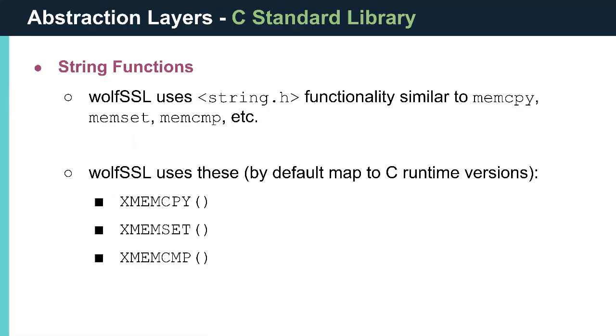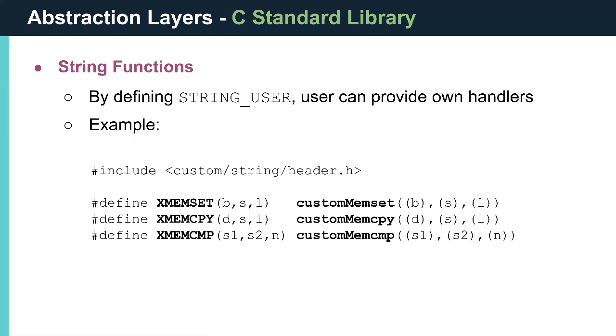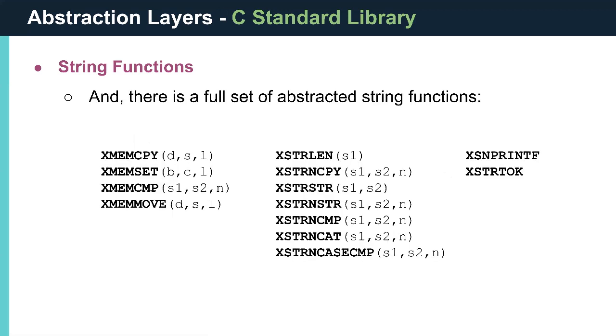The next abstraction layer for the C standard library is string functions. So wolfSSL does use string.h by default, using things like memcpy, memset, memcmp, and you can override these as well. We've extracted them out to XMEMCPY, XMEMSET, etc. If you define STRING_USER when compiling the library, you can just include your own header if needed, and then define these to your own custom memory string functions. Those are just an example. This is a full set of the ones that wolfSSL might call internally, and you have the opportunity to override any of these at compile time.